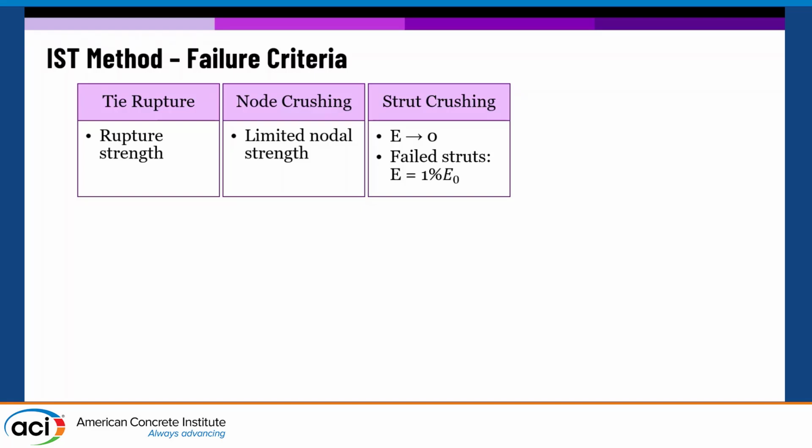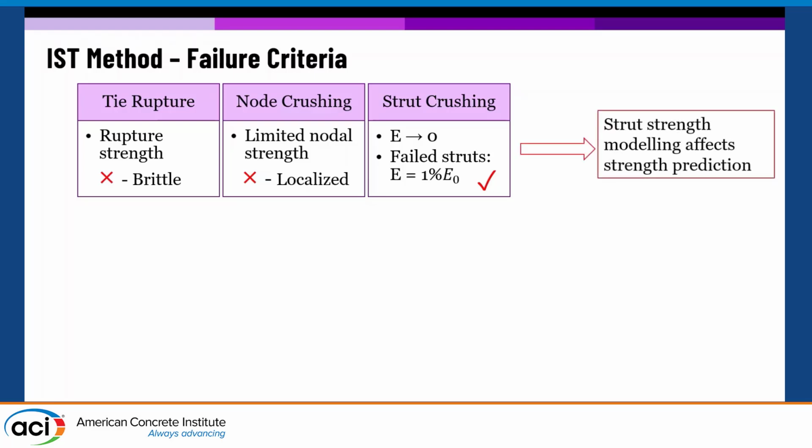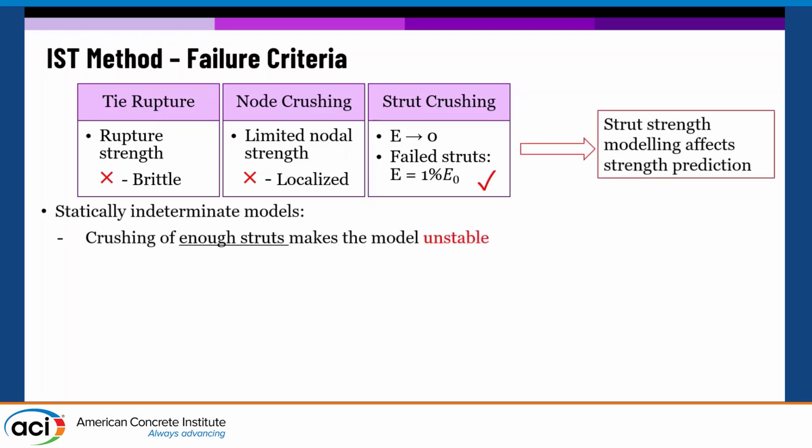So we have different failure criteria possible for the strut-and-tie. We have tie rupture, node crushing, strut crushing. Tie rupture we don't like. And node crushing also, if you have node crushing, that means you have done something wrong. So you can increase the bearing plates. What we want is strut crushing. And the whole model becomes failed when enough struts are crushing.